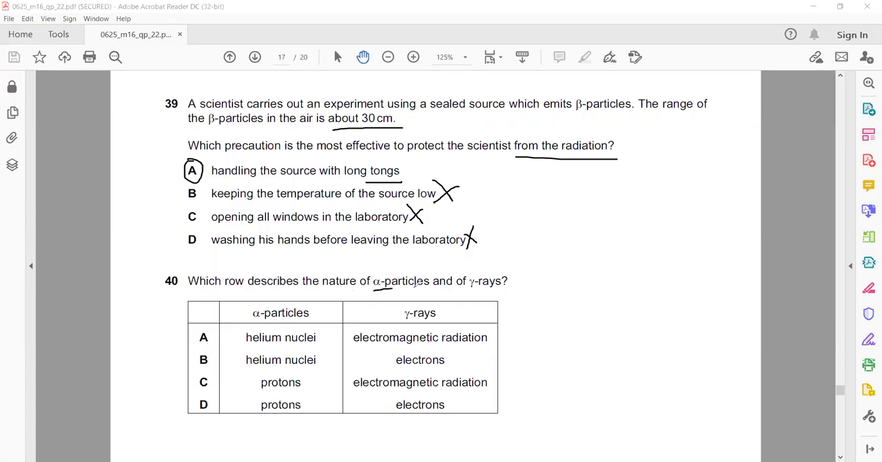Which row describes the nature of alpha and gamma? Alpha particles are helium nuclei, 2 protons, 2 neutrons. And gamma is electromagnetic radiation. That's why A is the right answer.